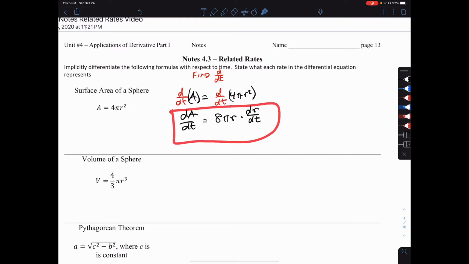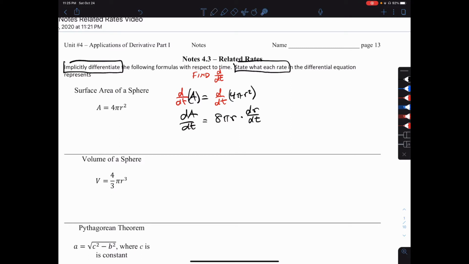So we have accomplished what we were supposed to accomplish as far as implicitly differentiating with respect to time. State what each rate represents. This rate here represents the rate at which the surface area is changing with respect to time. This rate here is the rate at which the radius is changing with respect to time. You would write that out here in your notes. I'm not going to write it out. Feel free to pause the video and rewind so that you can write that out properly.